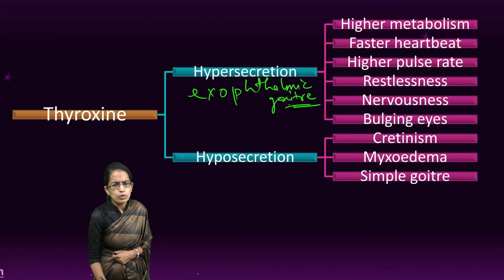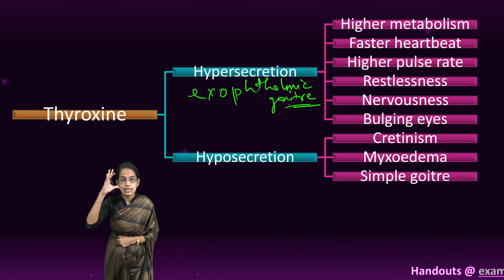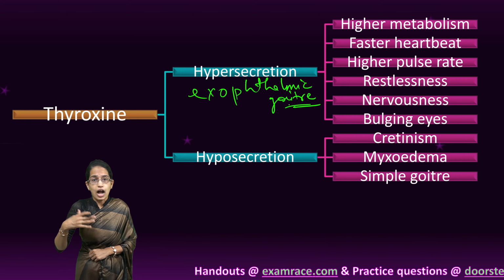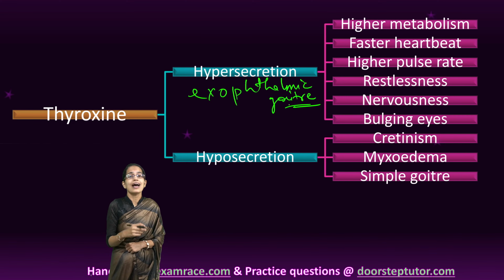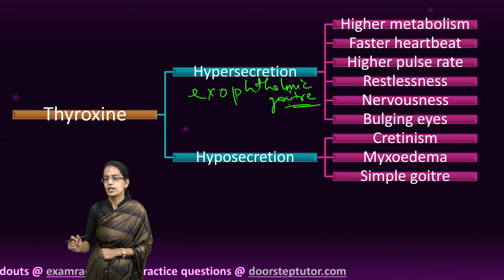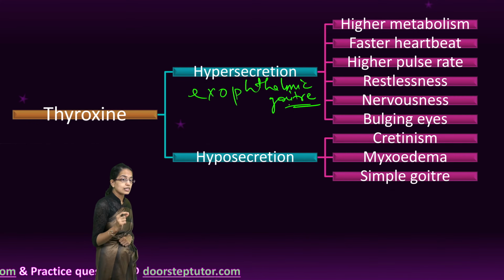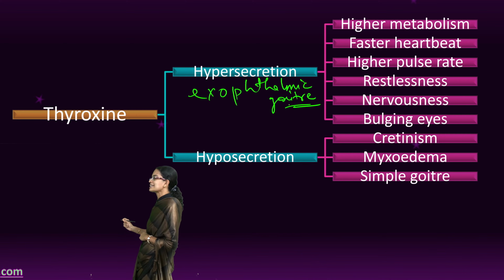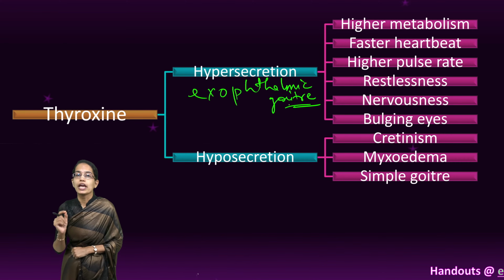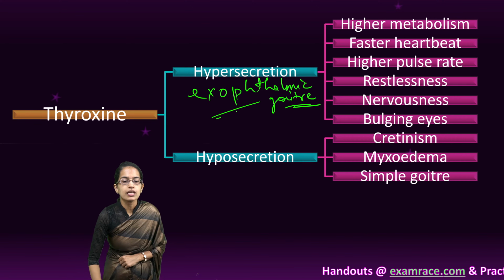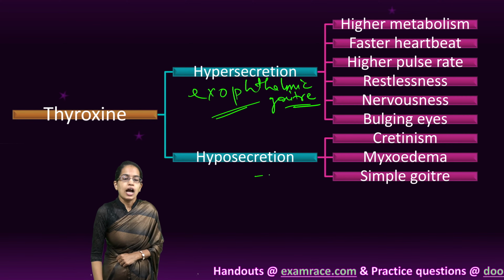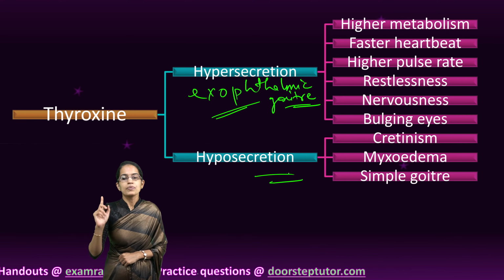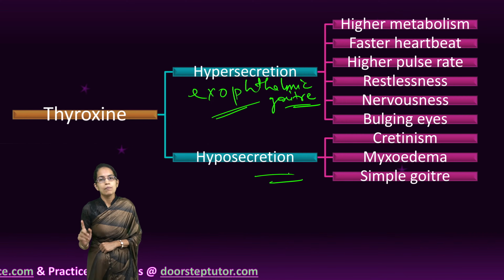The most important characteristics are bulging eyes, nervous temperament, feeling restless about everything, higher pulse rate, faster heartbeat, and a faster rate of metabolism in the body. A higher respiratory rate is again associated with hypersecretion. Hypersecretion leads to exophthalmic goitre, very, very important. However, hyposecretion leads to three important disorders: cretinism, myxoedema, and simple goitre.